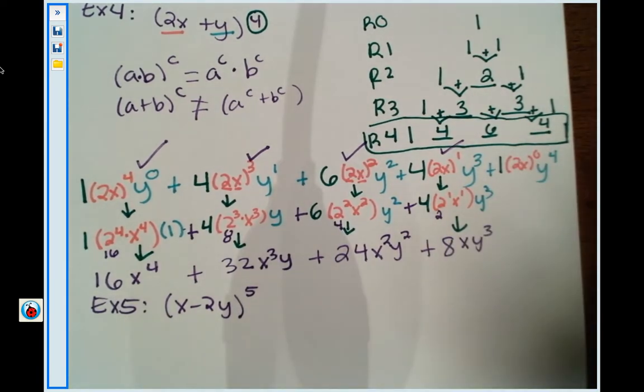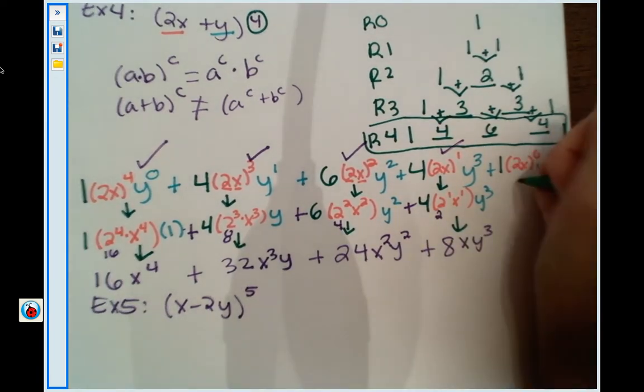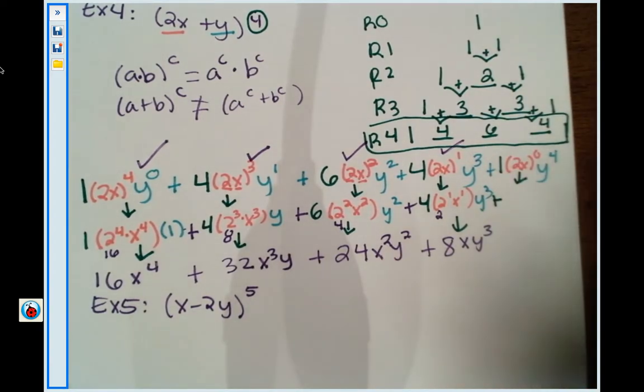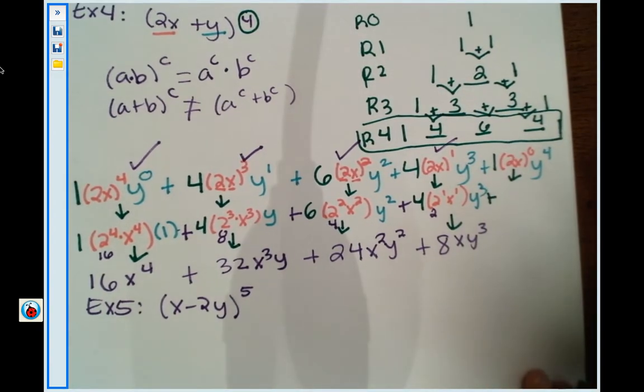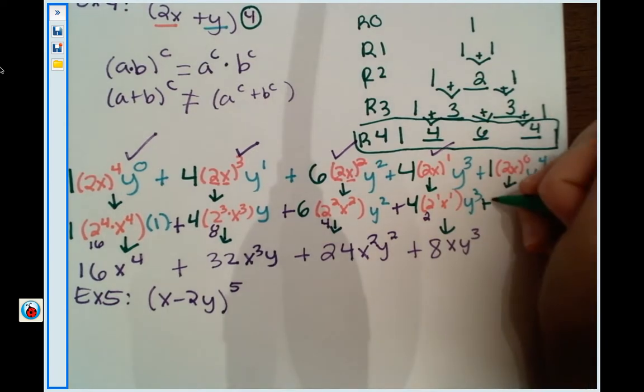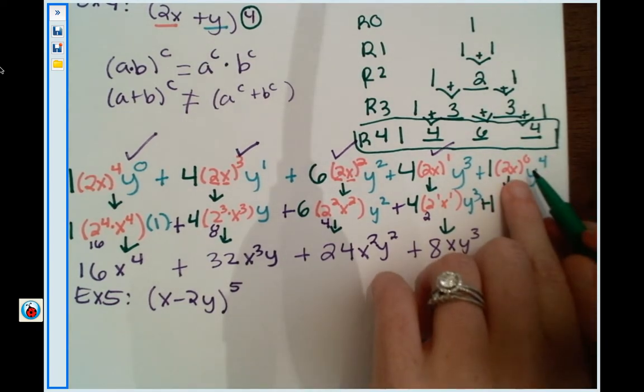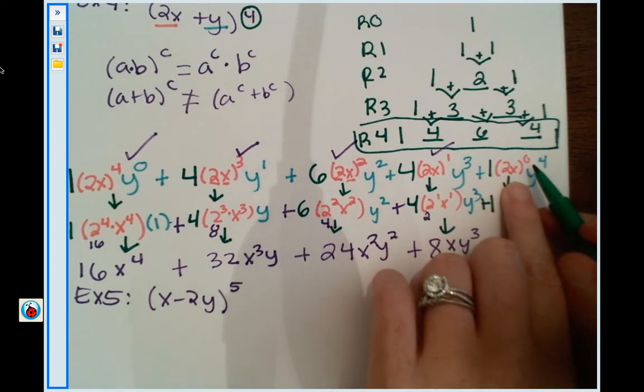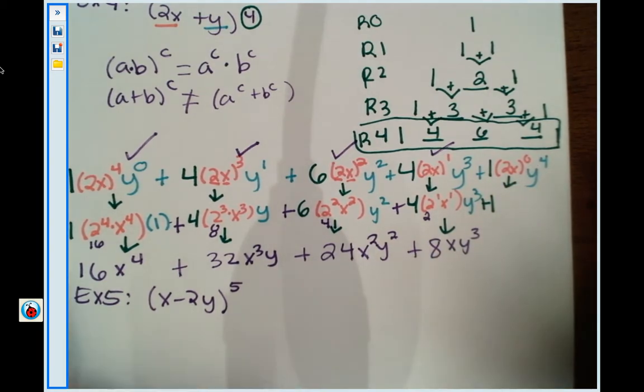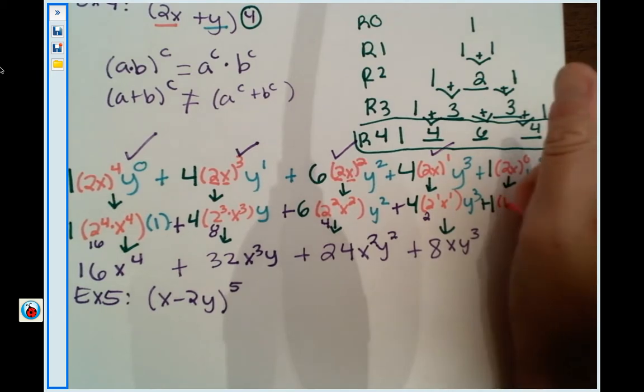So we have plus. So let's simplify this one down. Now I'm going to bring down my 1. Let's think here, you guys. This is raised to the 0 power. Well, guess what? Anything to the 0 power is 1. So 2x to the 0 power is just 1.